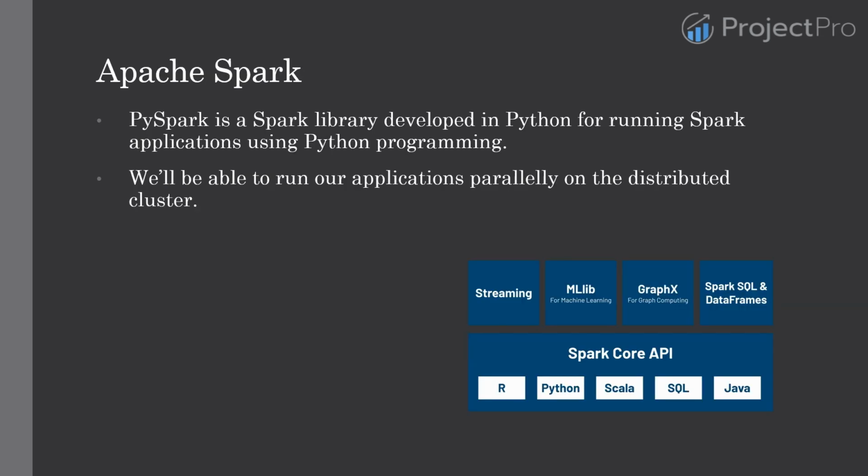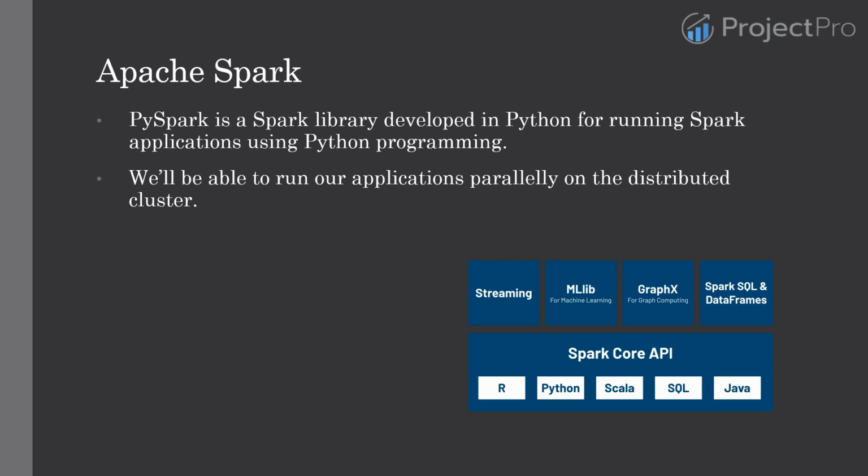Okay, so first let's discuss Apache Spark. PySpark is nothing but a Spark library developed in Python for running Spark applications using the Python language. It will give you all the Apache Spark capabilities. Using PySpark, we can run applications in parallel on a distributed cluster. Distributed cluster means that your workload will be split up and submitted to the commodity hardware running in the backend, and they will do the job very efficiently compared to a single node cluster.